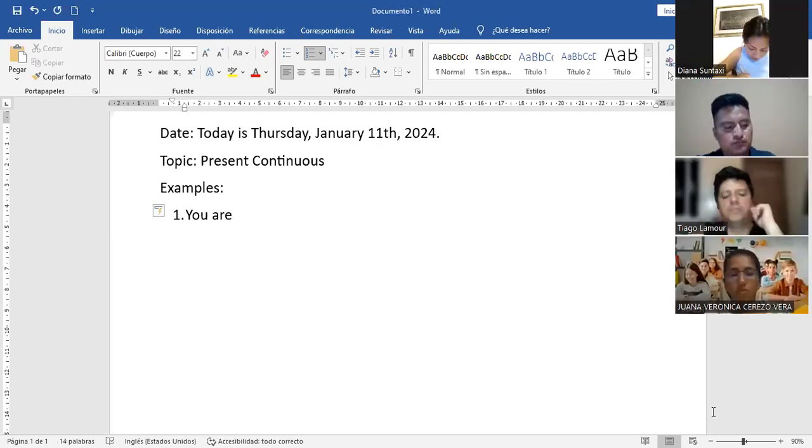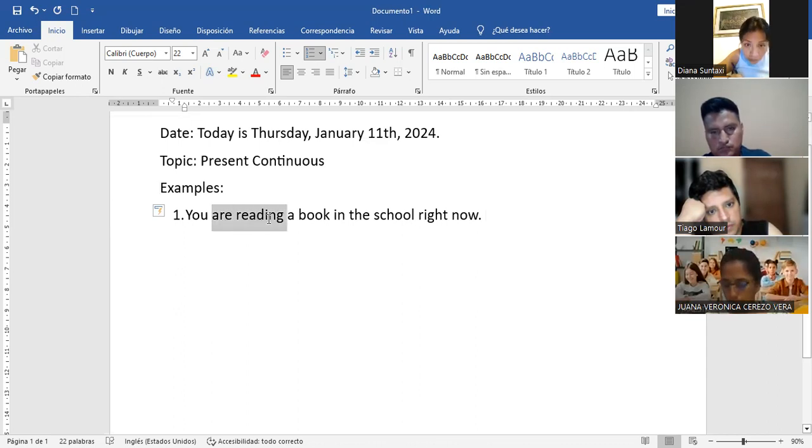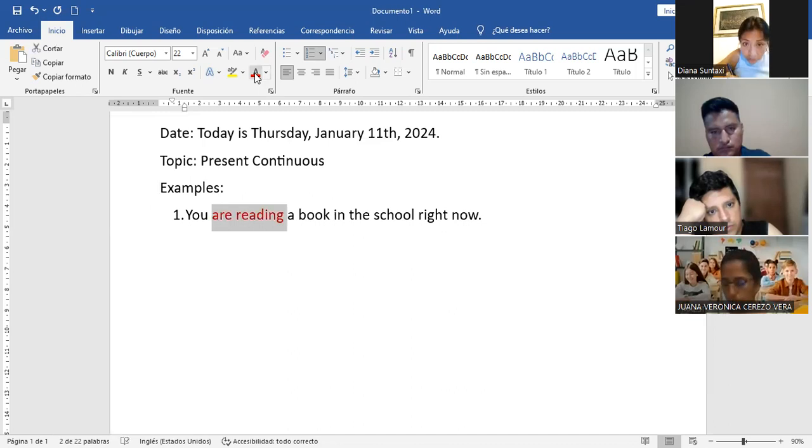verb to be. Que tengamos el be. Don't forget, it is essential you have this, okay? You are reading a book in the school. Right now, for example, right now, as activity, es una actividad que va a ser this moment, que va a ser en ese momento. Esas actividades, it using for essential, are doing. Con el are, it is already. Yes? ¿Estamos así? You have this as an example.